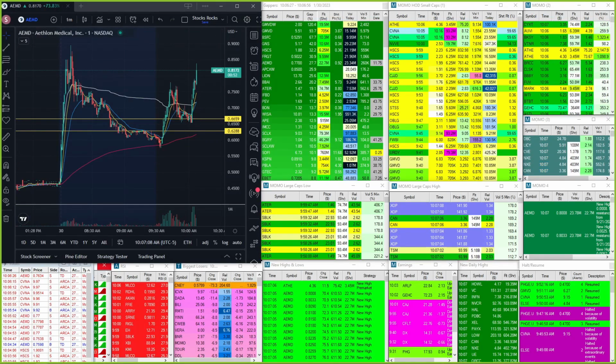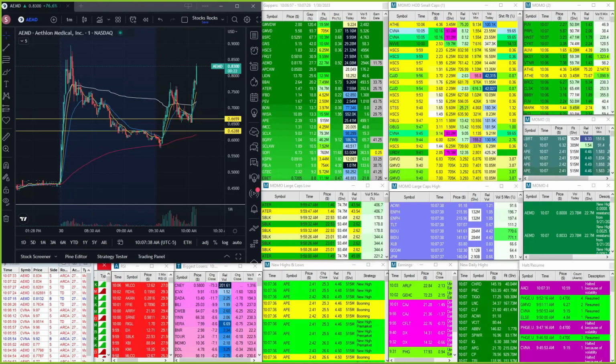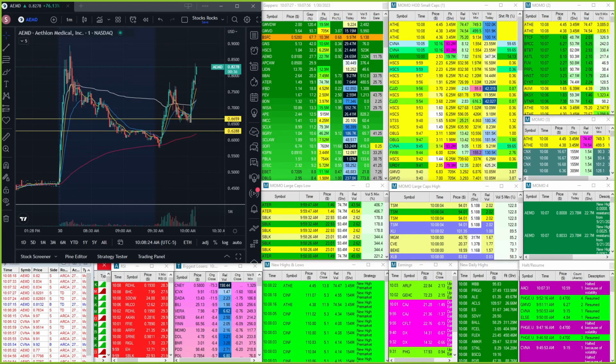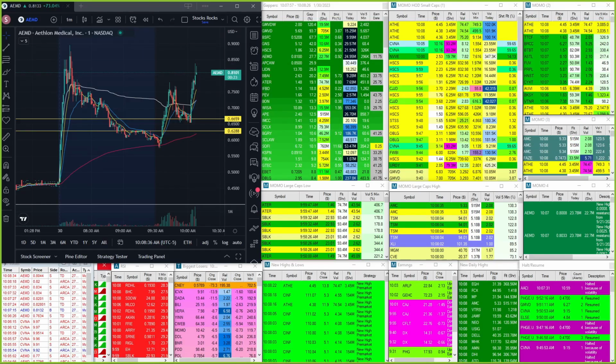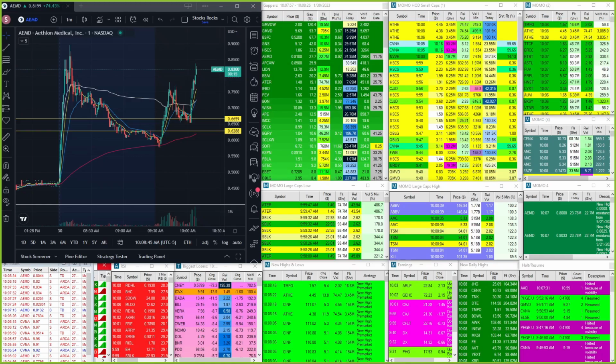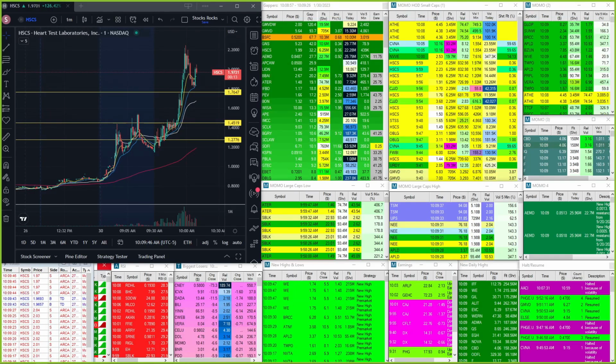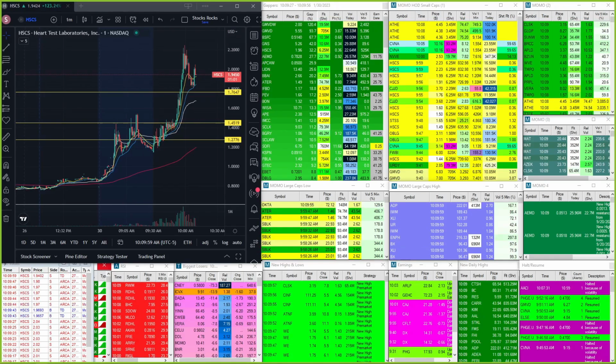AMD, big spike here, scaling out. 90 cents is a halt. Under 80, I'll stop out on the rest. Getting all out here. HSCS moving, watching the break of 2. Started here. I added again, HSCS, stopping out.